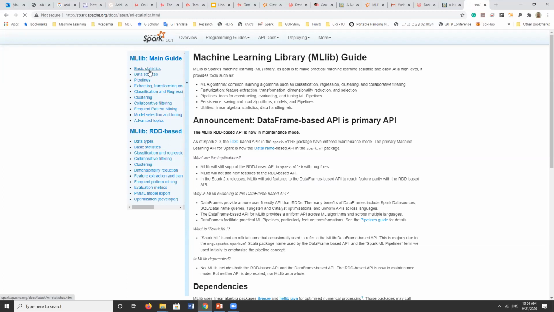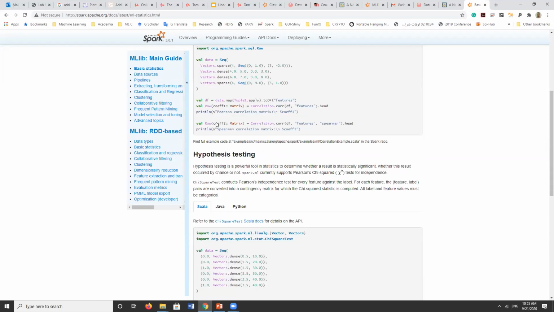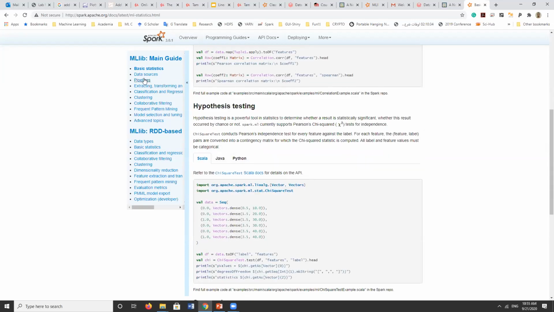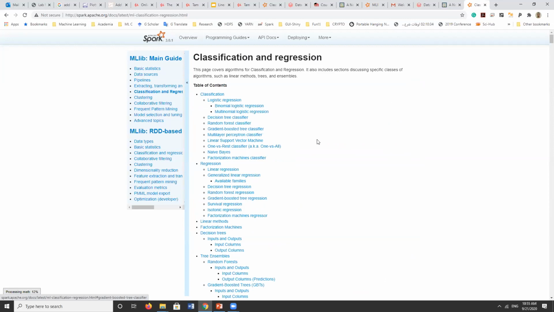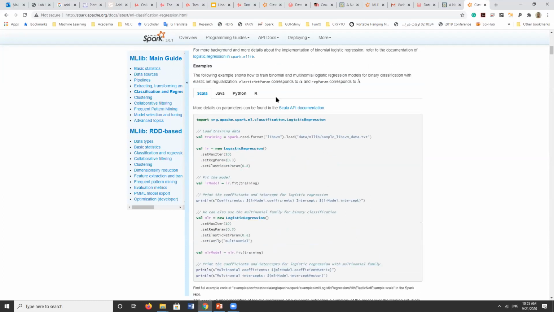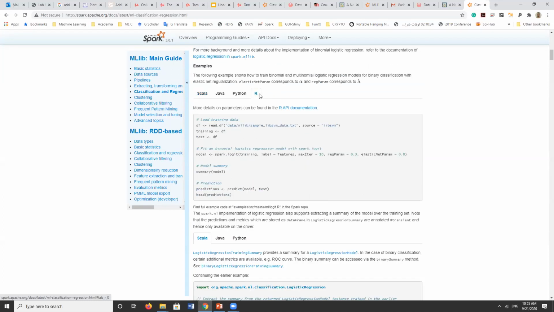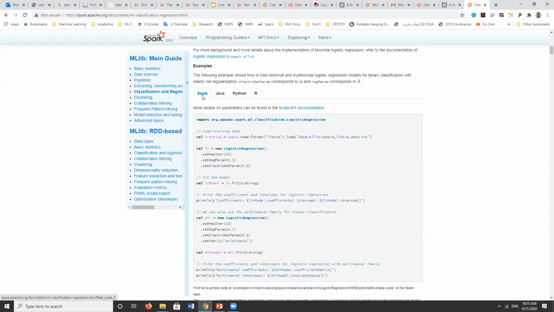Just look here. For example, on the basic statistics page, you see Scala, Java, and Python examples. They teach you how to do that and give you sample code, like pipelines. You might remember we talked last class about classification and regression. You can find very good resources here for your project. If you are very good in R, there are some R examples too. So you can have SparkR, PySpark, Java, and Scala, and run all of them over the Spark platform.